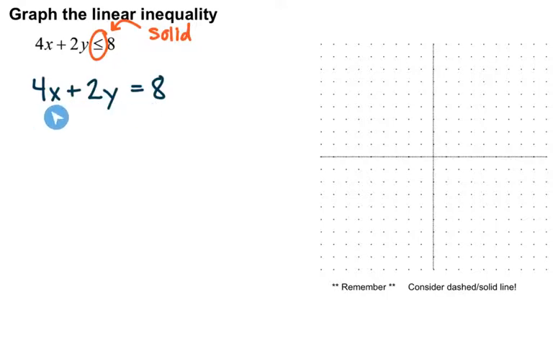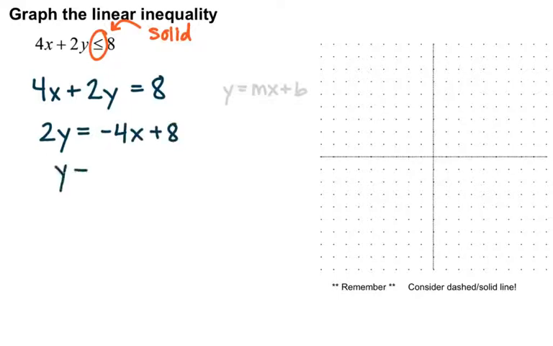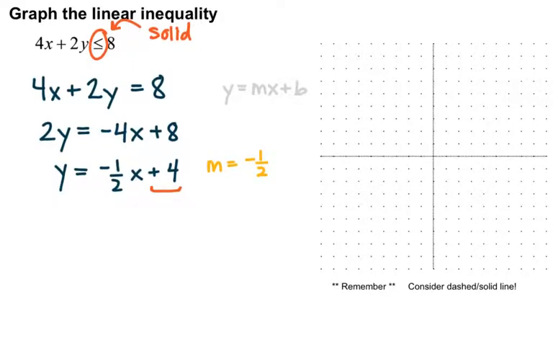Now, we need to graph this line, and in order for us to graph this line, we need it in the form of y equals mx plus b, because that's going to let me find the slope and the y-intercept. So this is the same as 2y equals negative 4x plus 8, and dividing everything by 2, I have y is negative 1/2 x plus 8 divided by 2 is 4. My slope, m, is equal to negative 1/2, and my y-intercept, b, is 4.